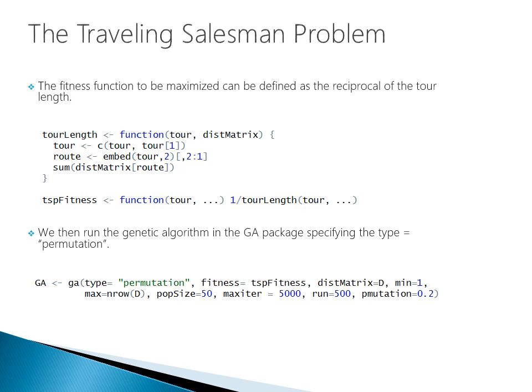We then run the genetic algorithm in the GA package, specifying the type permutation. So instead of binary and real valued, we're now going to use permutation in this case. Here you can see I have some of the other parameters that I'm specifying, such as the population size, the maximum number of iterations, my run, and my mutation rate.